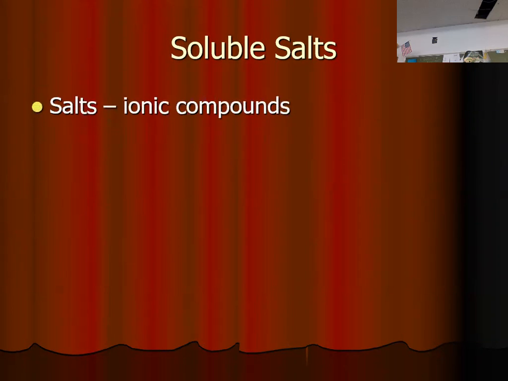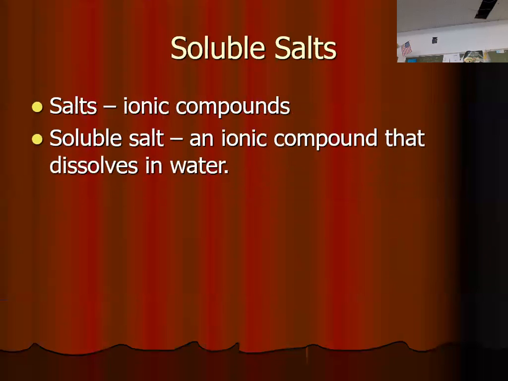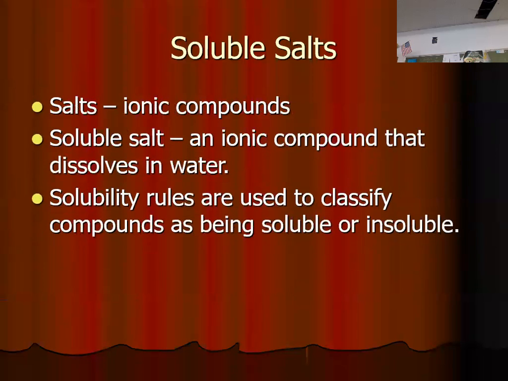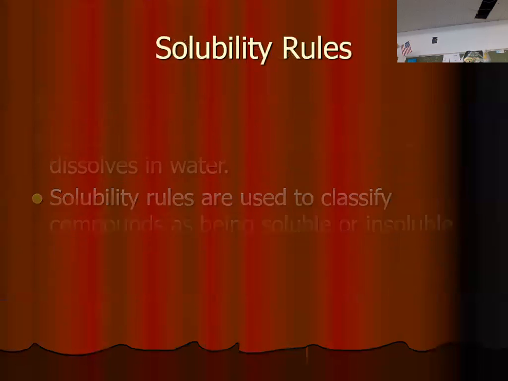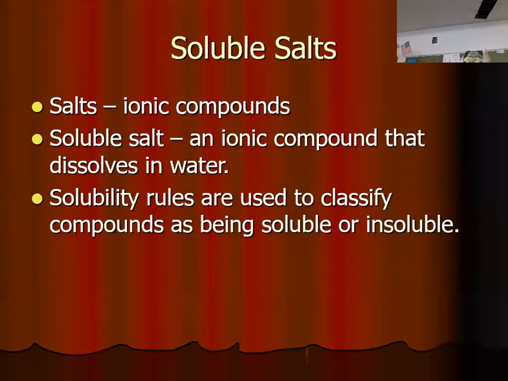Soluble salts are ionic compounds. A soluble salt dissolves in water. You use your solubility rules. That's really where we're going today. We did this last year; you actually had part of this quiz last year, and we're going to do some more with it today. Keep in mind with electrolytes: strong electrolytes are strong acids, strong bases, and soluble salts.